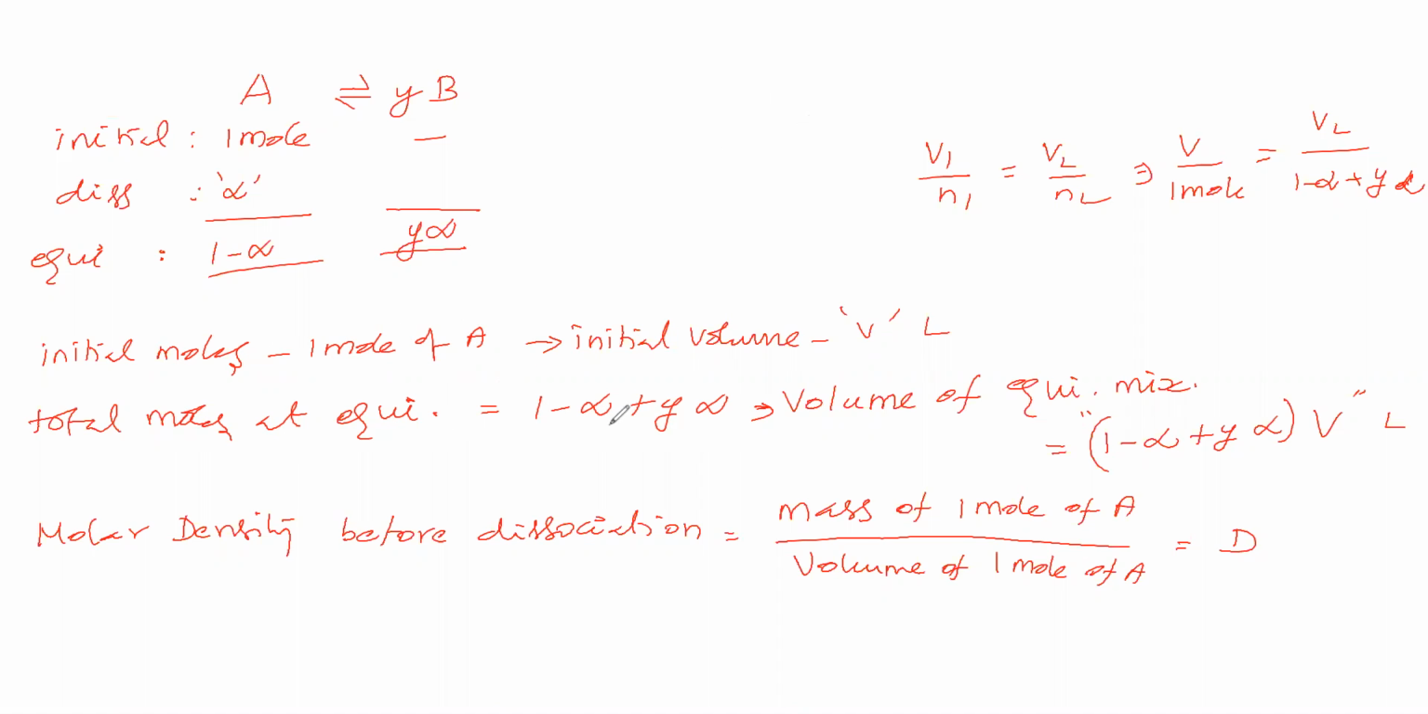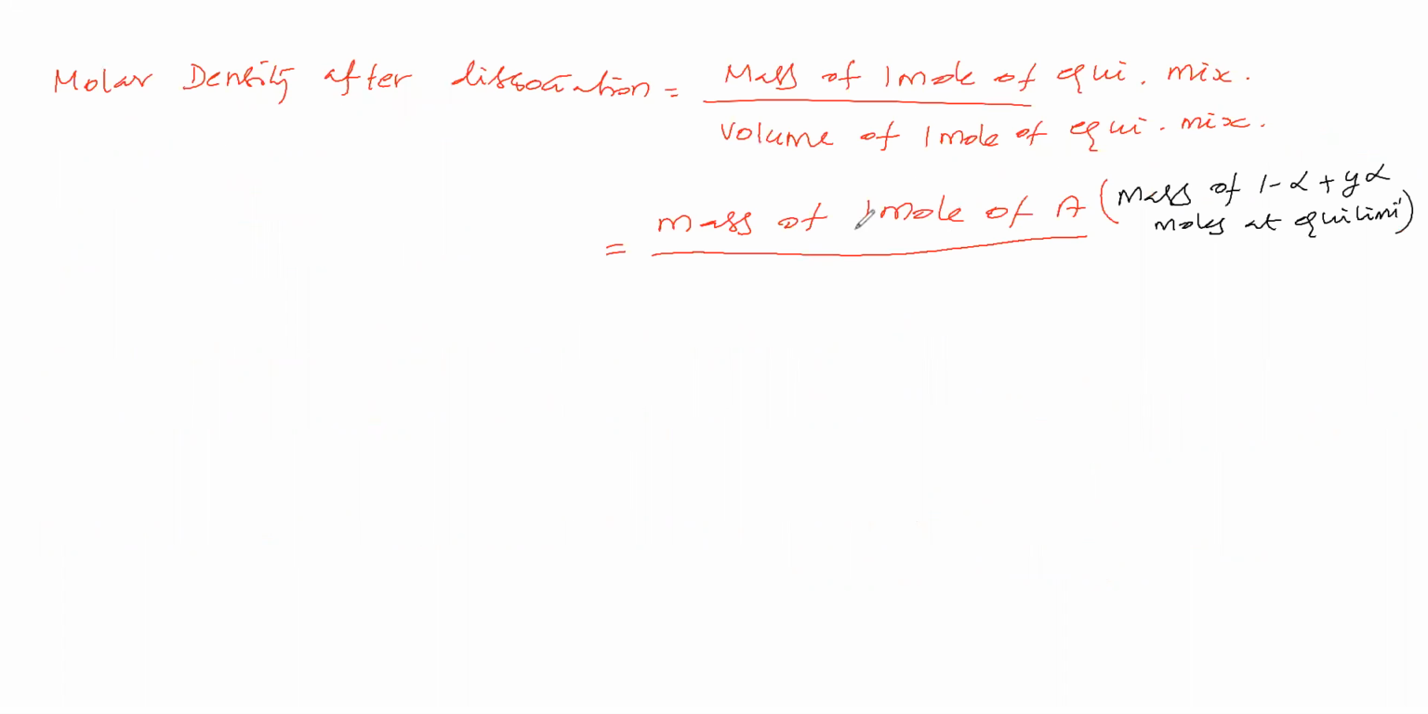Therefore, the mass of 1 mole of A is equal to the mass of (1 minus alpha plus Y alpha) moles at equilibrium. So now we can say the mass of 1 mole of A is nothing but the mass of (1 minus alpha plus Y alpha) moles at equilibrium. Now we'll see the volume. The mass of 1 mole of A is nothing but the mass of this many moles of both A and B.